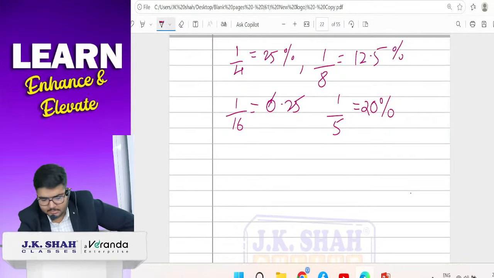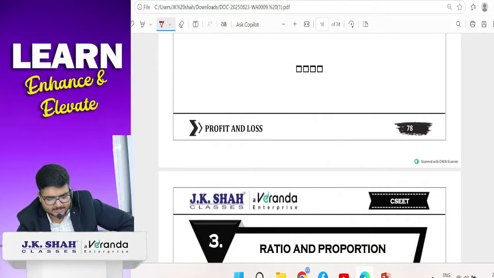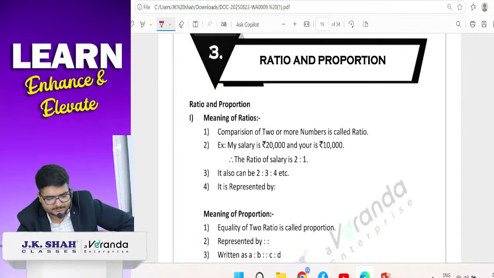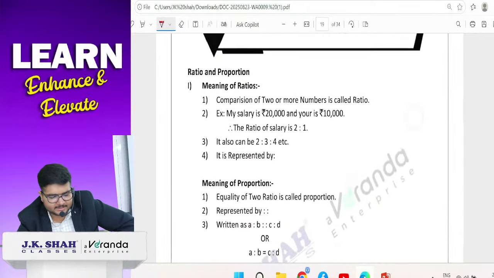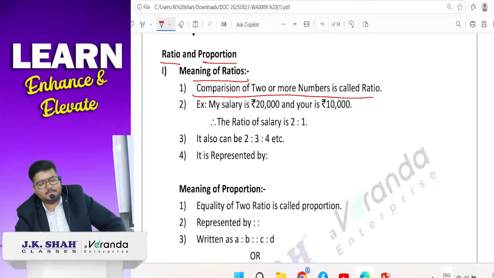Now, can we start with the next chapter? Yes, let us do the next chapter. Let us start with the next chapter called ratio and proportion. Now, in ratio and proportion, first we will see the meaning of ratio. What is the meaning of ratio? It is a comparison of two or more numbers.